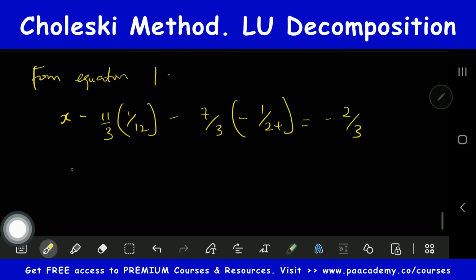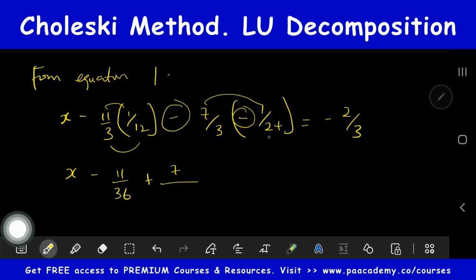All right, so with this we have x minus 11 over 36, which is 11 times 1, 11, and 3 times 12 is 36. Then plus, the reason we have plus here is that there's minus here and minus here, and minus times minus is plus. Then 7 times 1 is 7 over 24 times 3, which gives us 72, then equals minus 2 over 3.